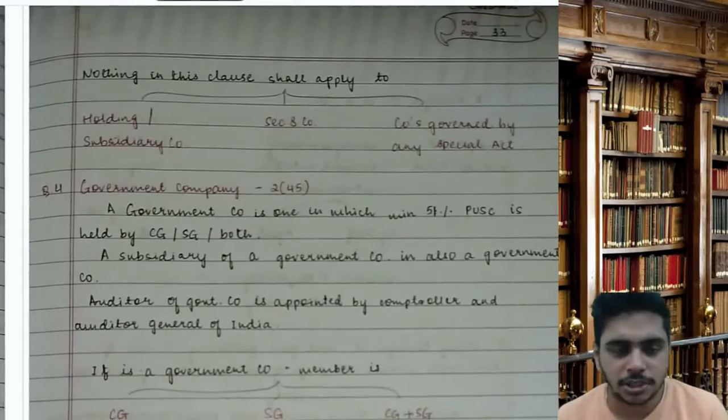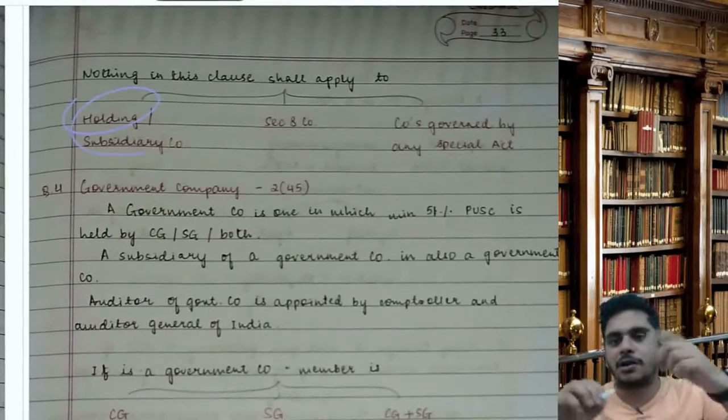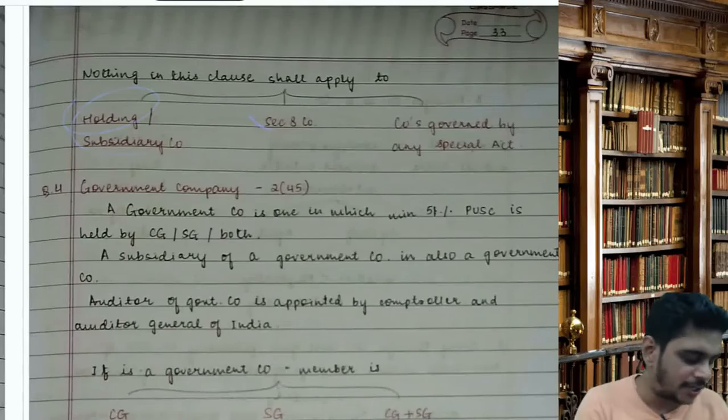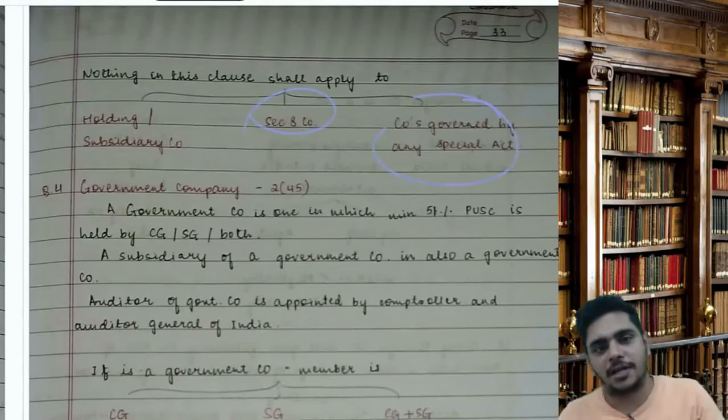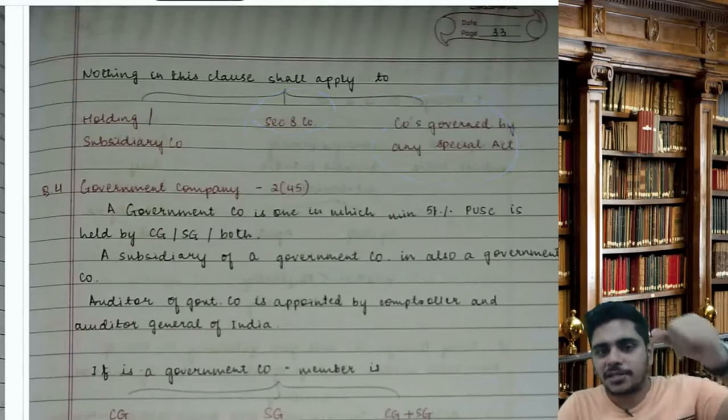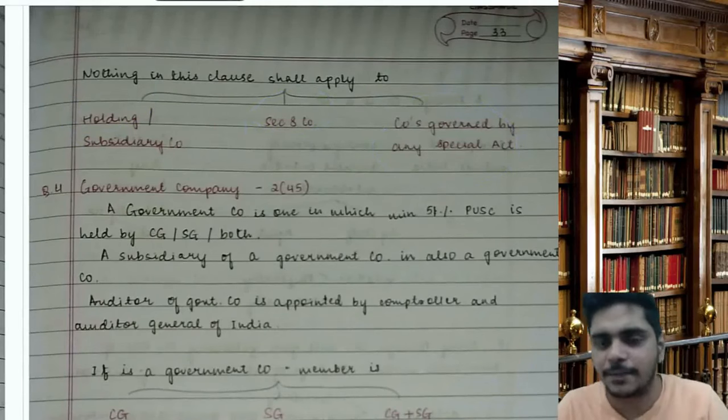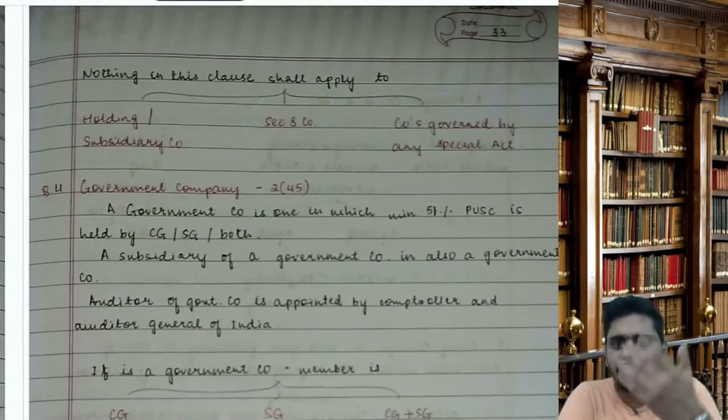Nothing in this clause shall apply to a holding subsidiary. That means a small company can never be a holding company, subsidiary company, Section 8 company, or a company governed by any special act. Like LIC, UTI, they have a different act.